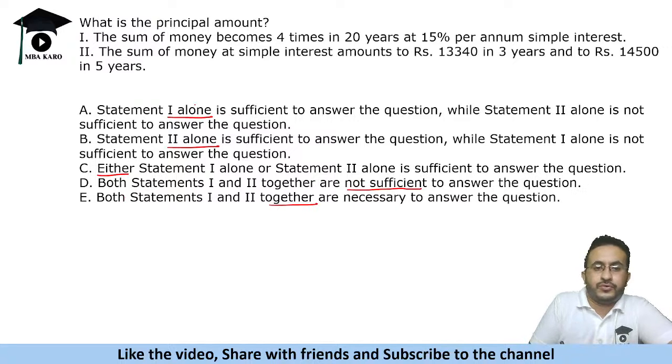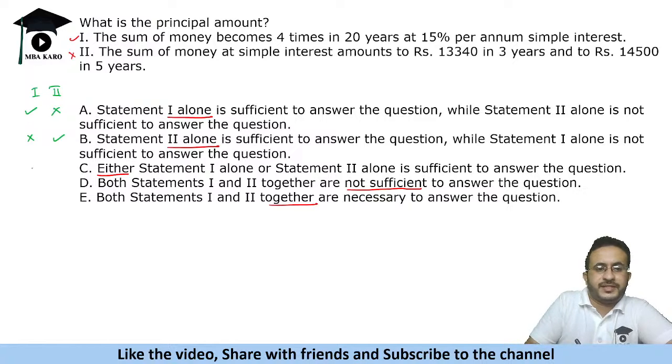Okay. So one alone is sufficient means you can answer from one but not from two. Second option means that you can answer from two. This is option A. Okay, you can answer from one, but you cannot answer from two. Second option, so they can be in any order. Okay, the options can be shuffled also.